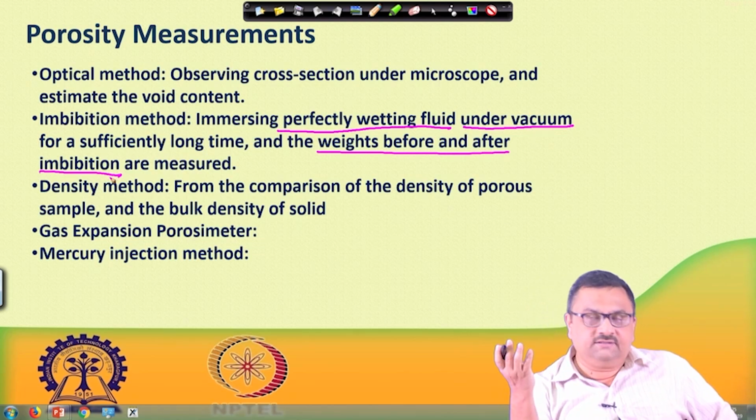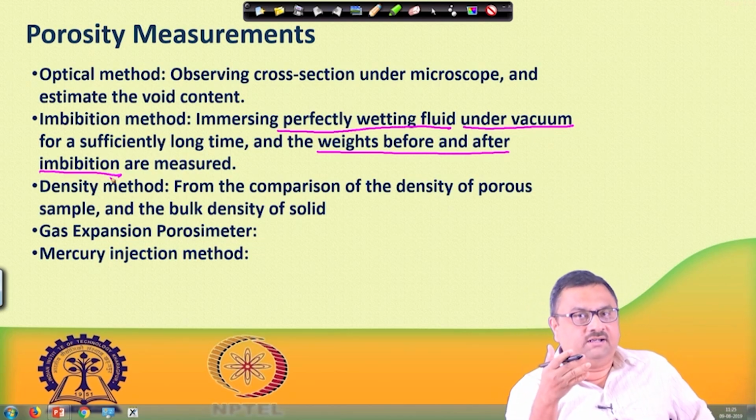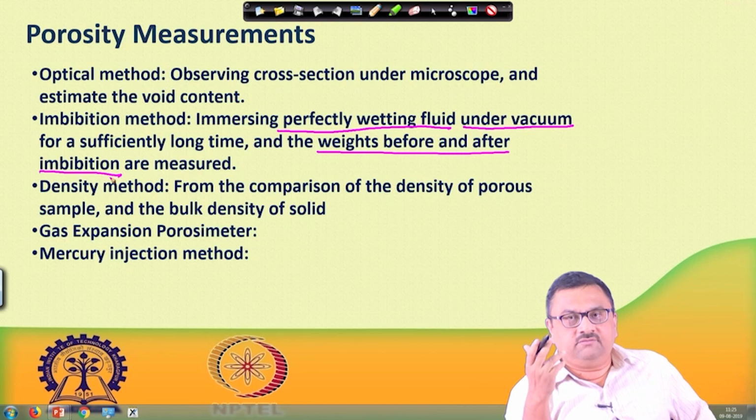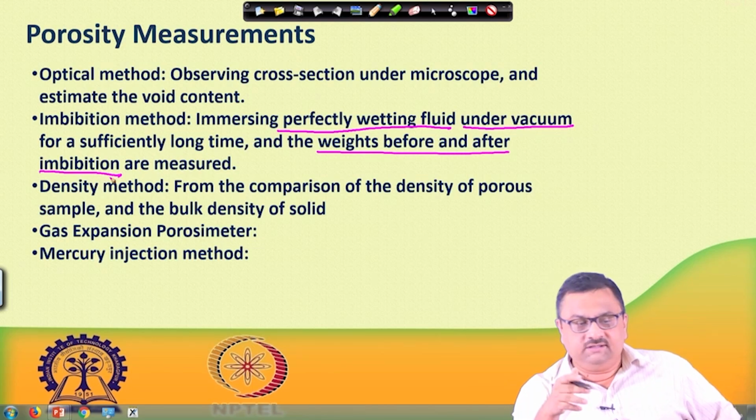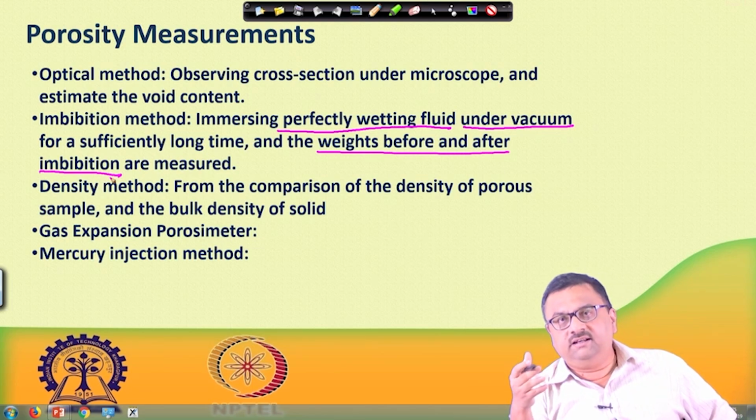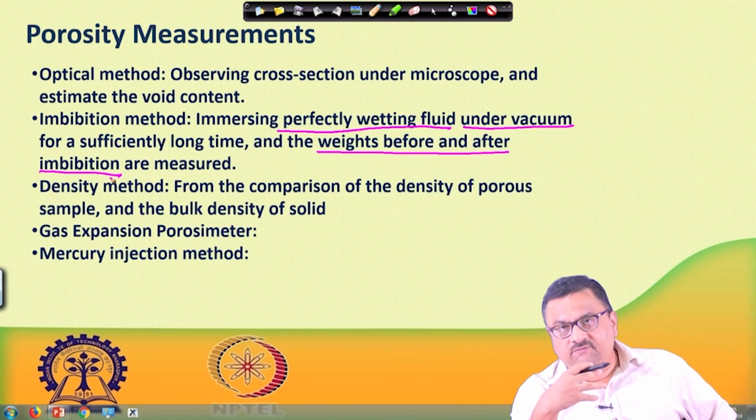So this is one very simple way one can get the porosity. Of course, the first one, the optical method, gives you a local porosity, whereas this imbibition method gives you the porosity for the entire porous matrix that you are looking at.